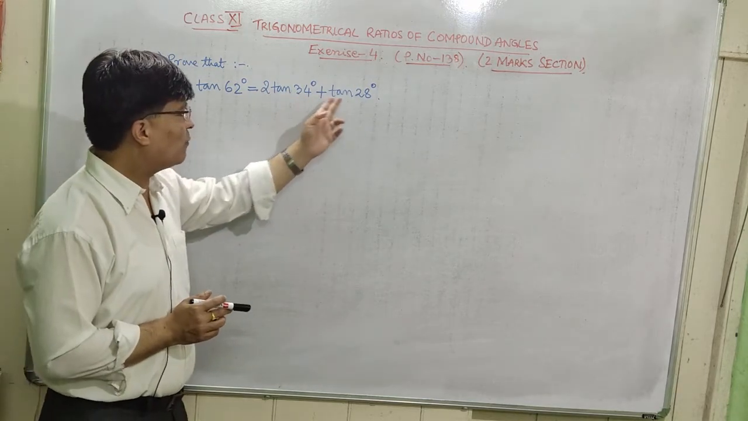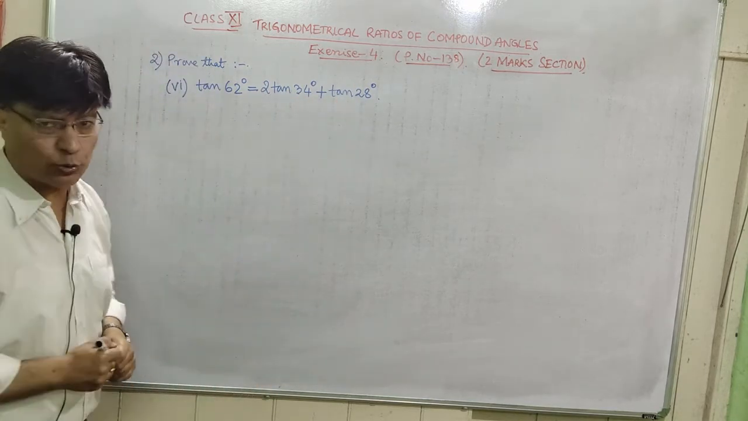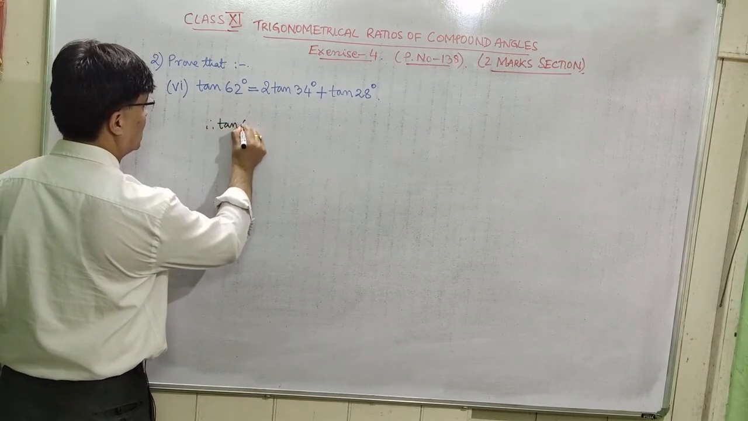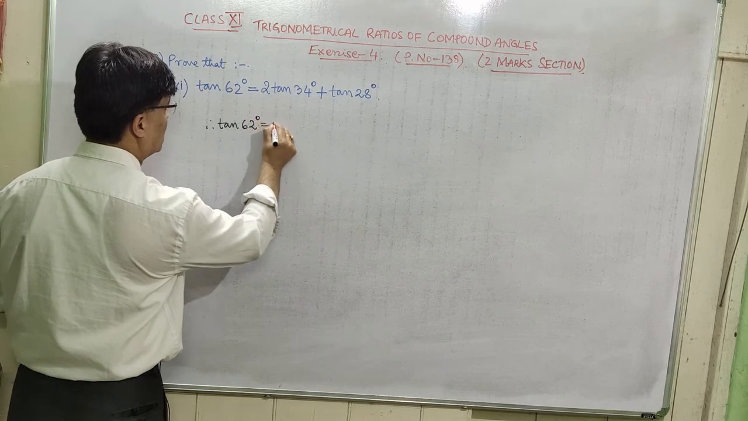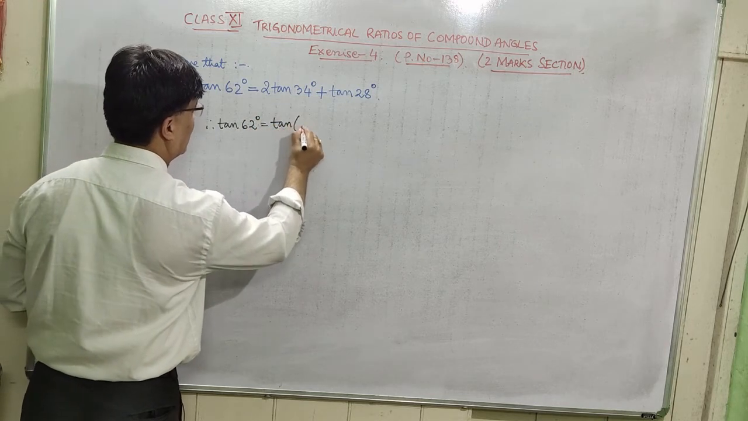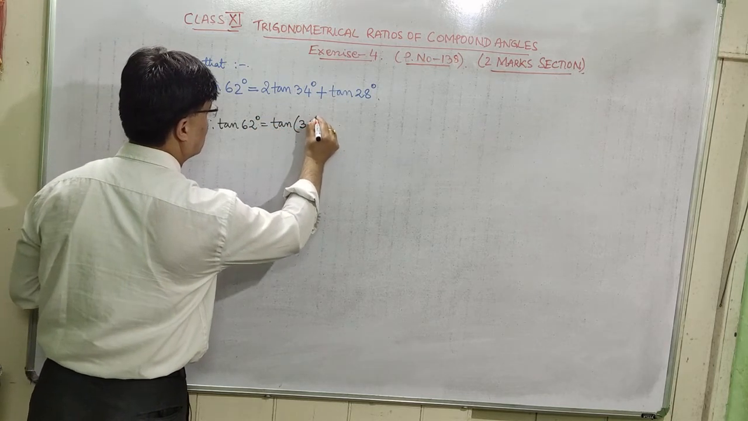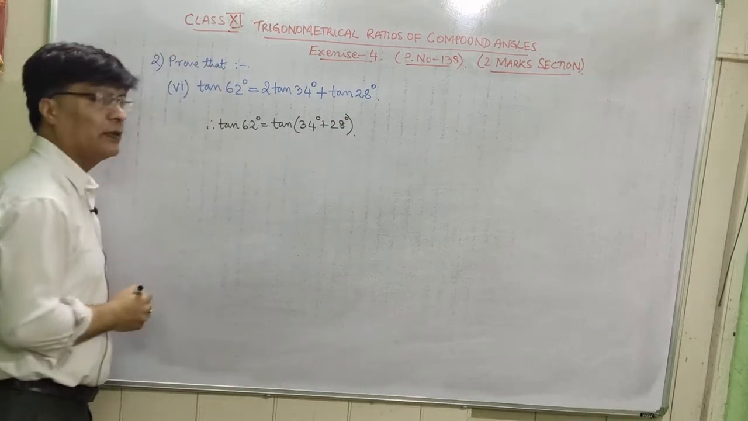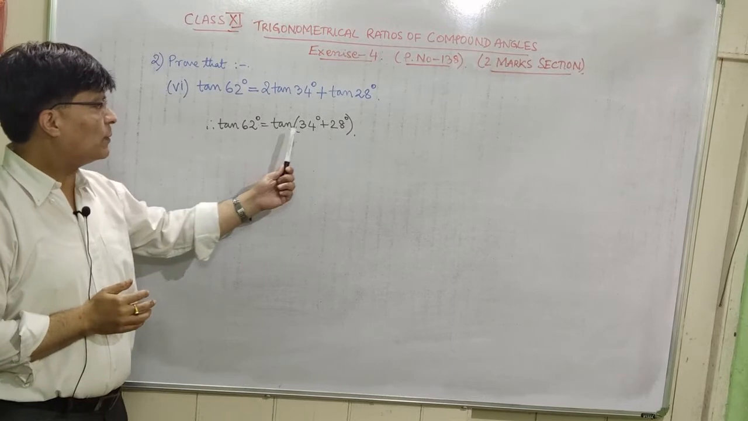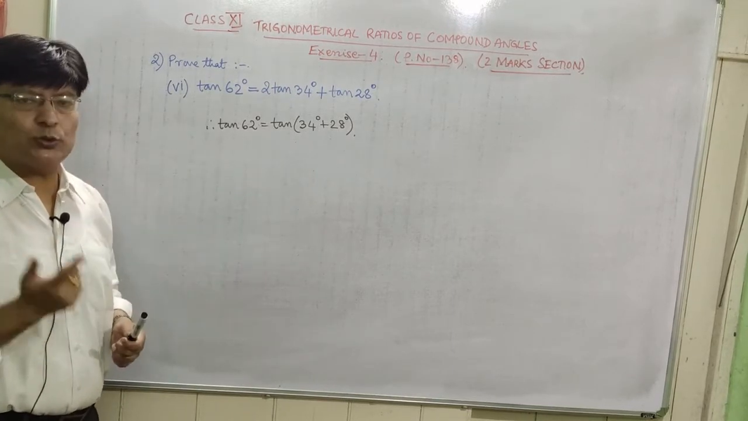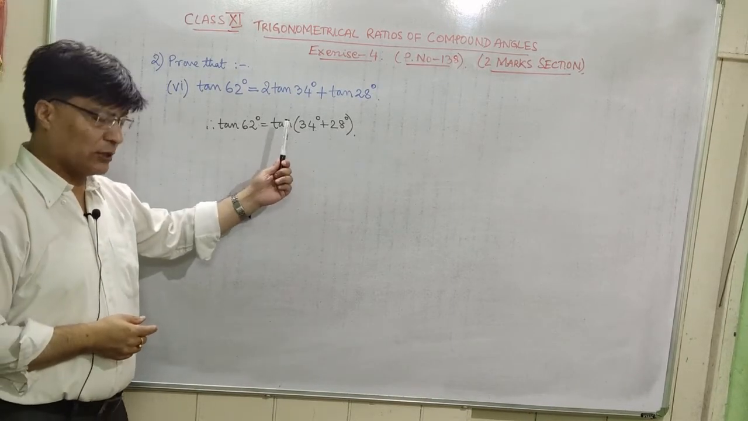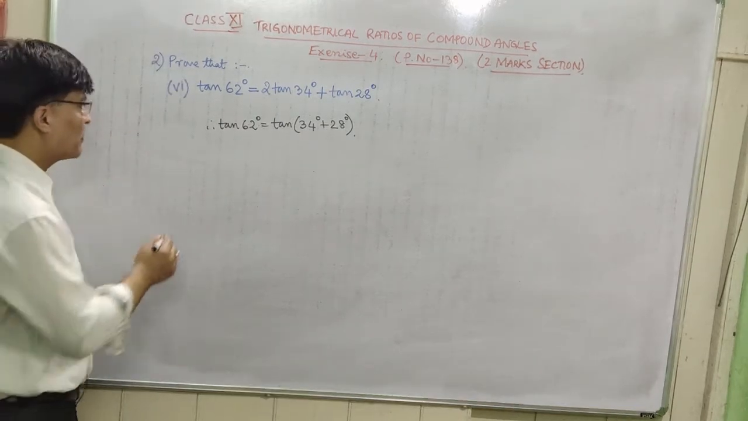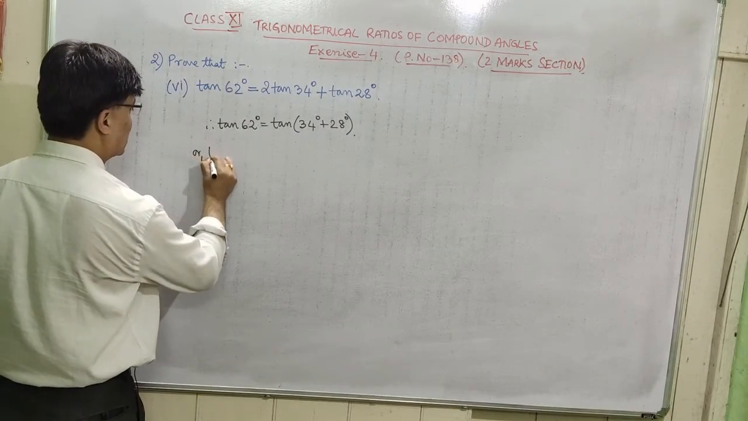You know that 34 plus 28 is what? 62. So we can write here, therefore tan 62 degree is equal to tan within bracket, 34 degree plus 28 degree. That is, 34 plus 28 is 62 degree, right? So left hand side keep it as it is.